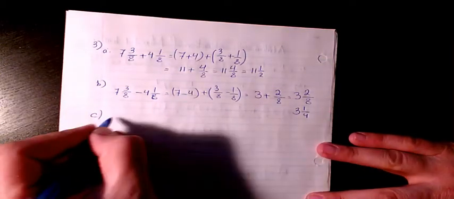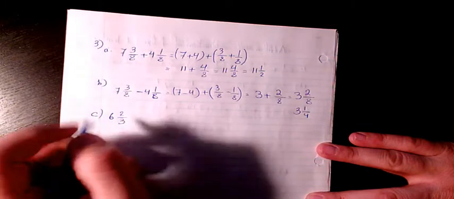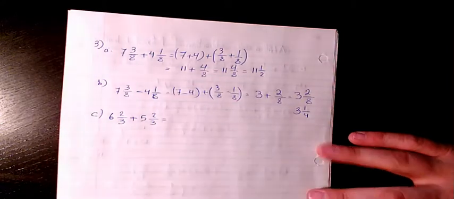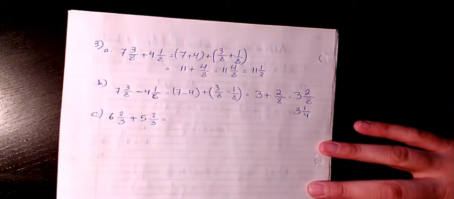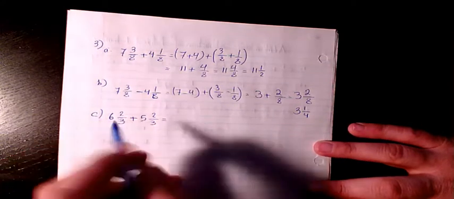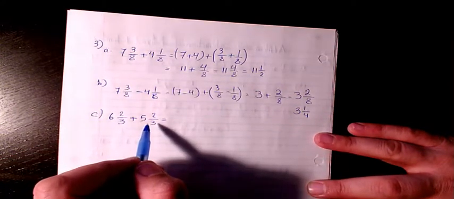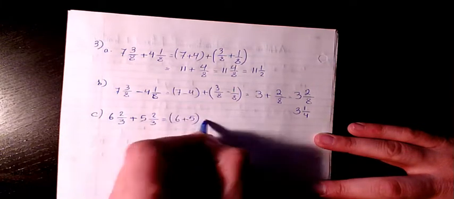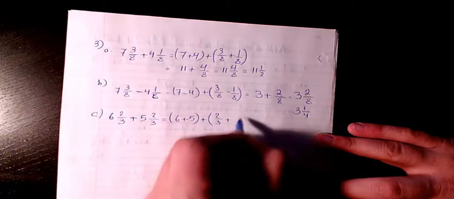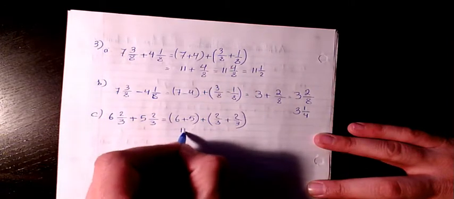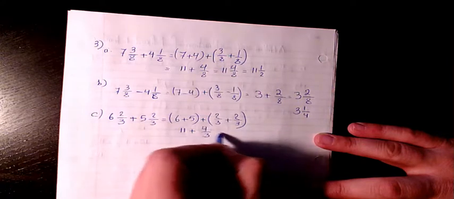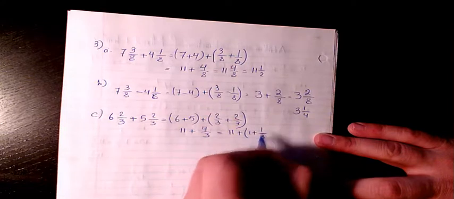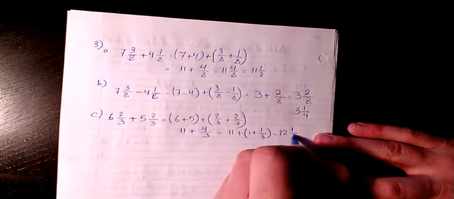C is 6 2/3 plus 5 2/3. So what we can do, I can have 6 plus 5, and then I have 2/3 plus 2/3, which will be 11 plus 4 over 3, or we can say 4 over 3 is 1 plus 1/3, so it will be 12 1/3.